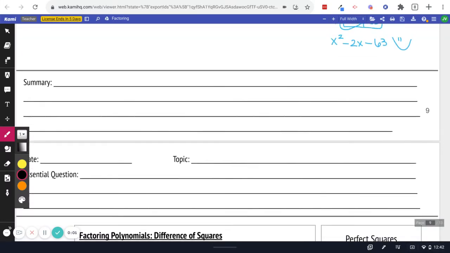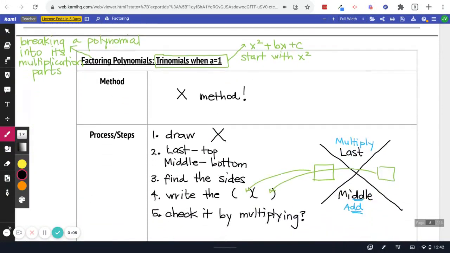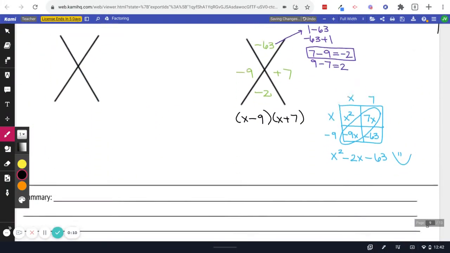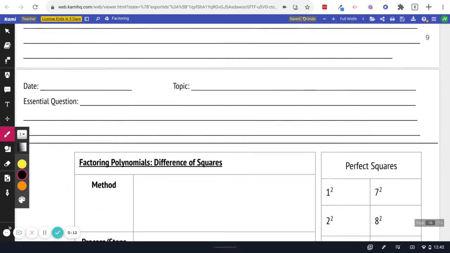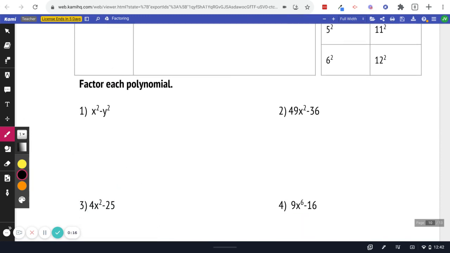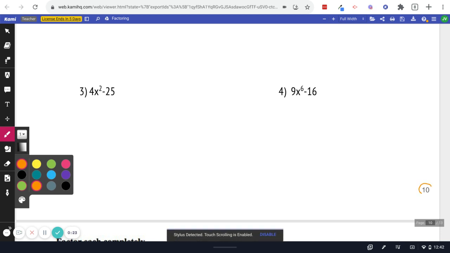Hey guys, so we just wrapped up factoring trinomials. And now we're going to go to kind of the next topic, which is going to be on page 10. And again, we are so shocked by the fact that there is a page number here. Let's go.